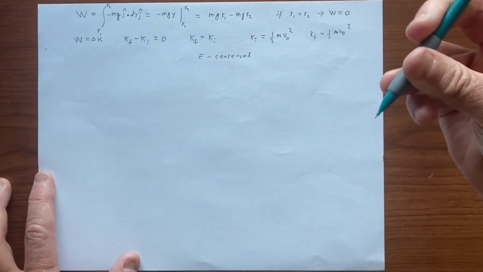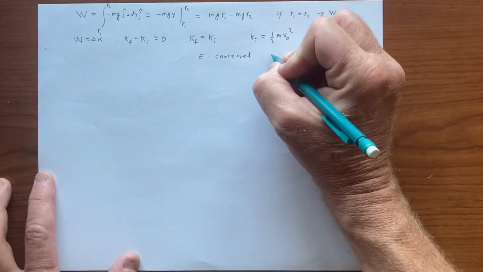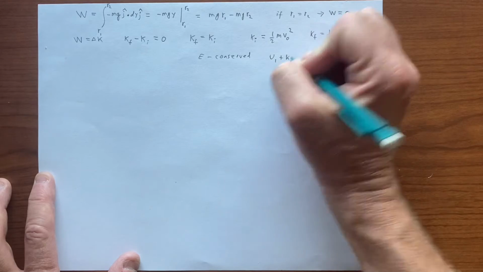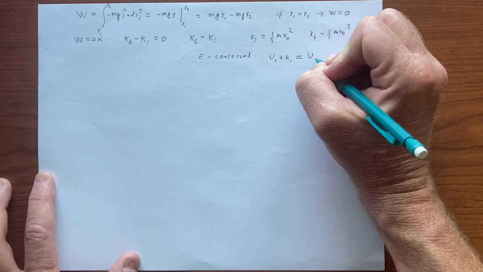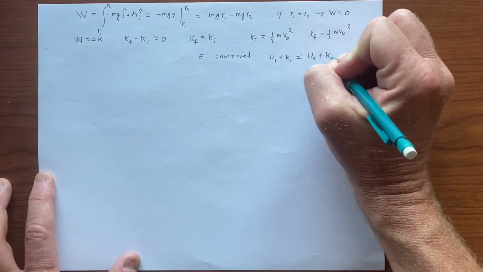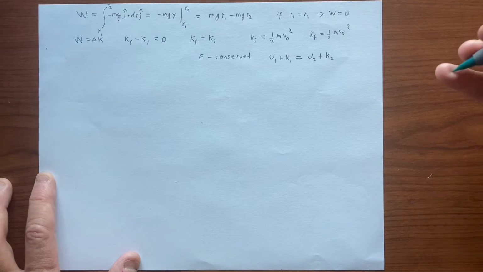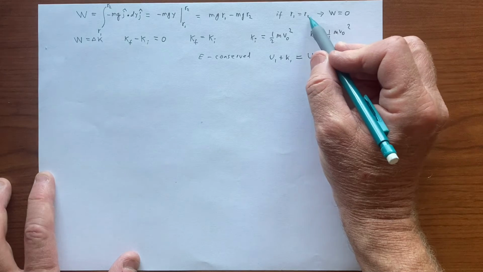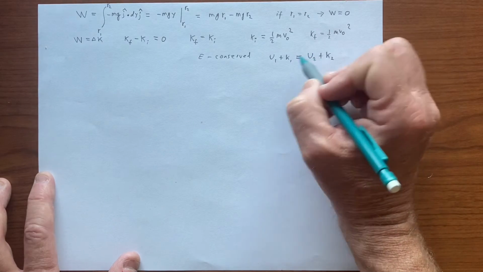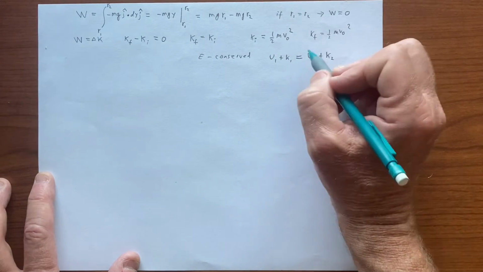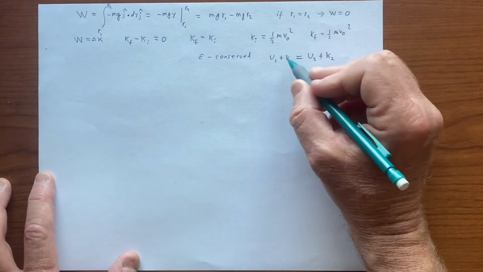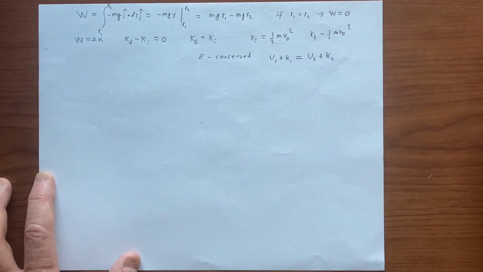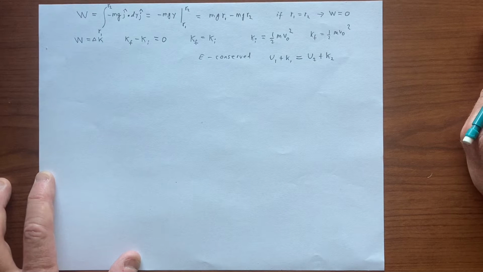We know that we can write this force as minus the gradient of a potential. And so when we do that, we have U1 plus K1, potential plus kinetic at one point, equals potential plus kinetic at another point. And so if R2 is equal to R1, then U2 is equal to U1, and these cancel out, and we have K1 equals K2. So K final equals K initial. We again have the same kinetic energy.